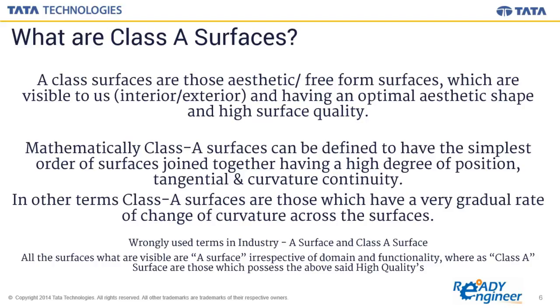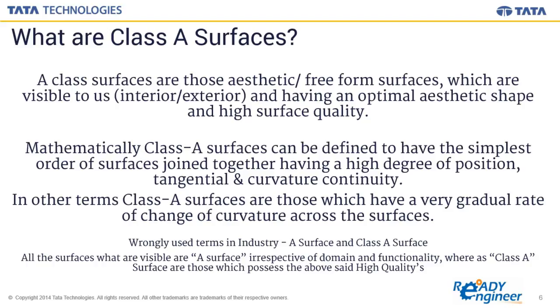For class A surfaces, there have to be very high quality requirements, and if they have all those high quality parameters in them, then we can term them as class A surfaces. Mathematically, a class A surface can be defined as the simplest order of surfaces joined together having a high degree of position, tangent, and curvature continuity.